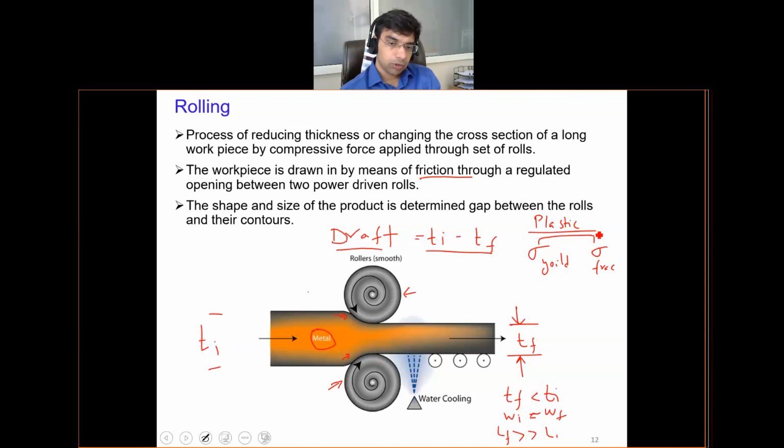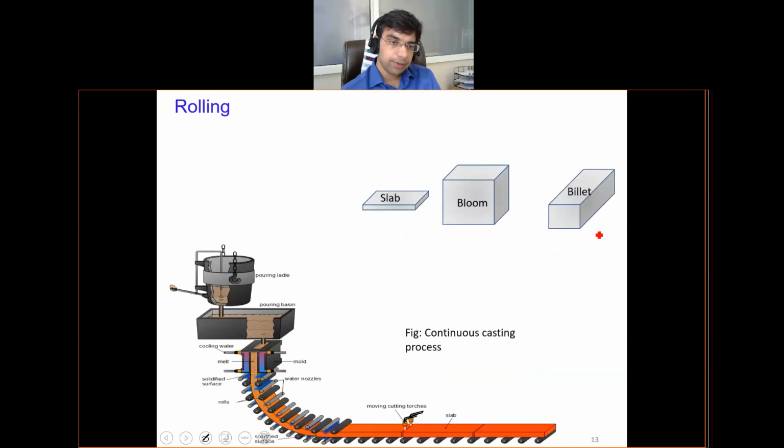The rolling process is also sometimes coupled with the casting process. This becomes a continuous casting process, which is shown here. As we have studied in the casting process, we have the mechanism of melting the metal and then pouring the molten metal into a mold.